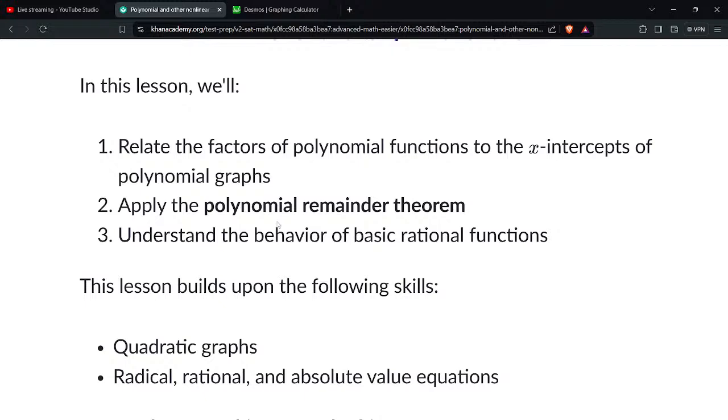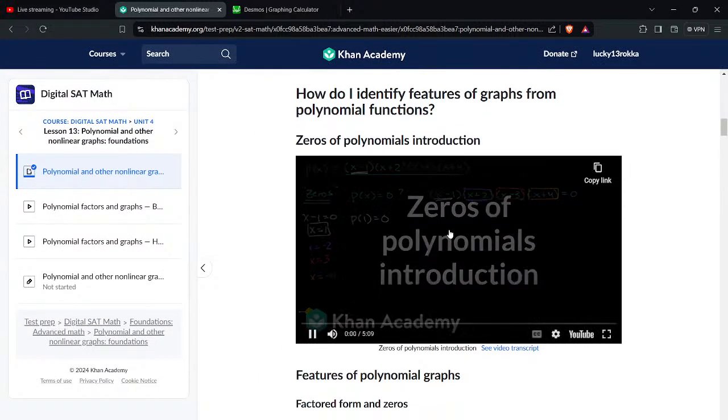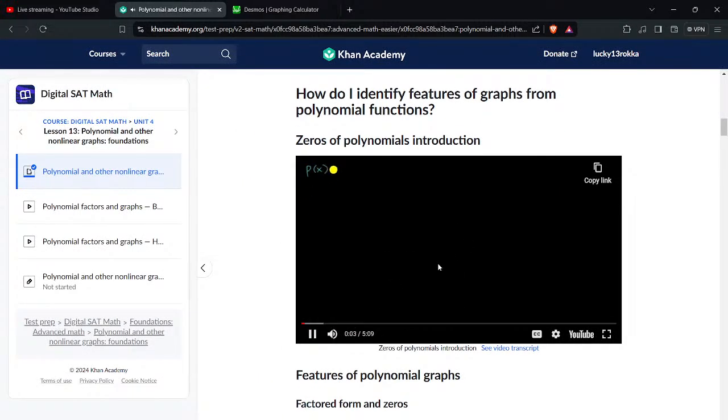Oh yeah, he can learn anything. Let's do this. I'll have pieces of that from polynomial functions. Let's say that we have a polynomial p of x, and we can factor it.